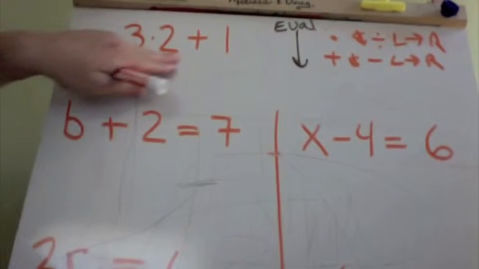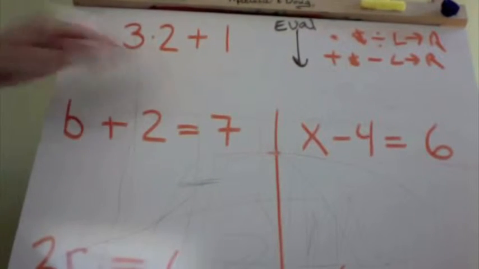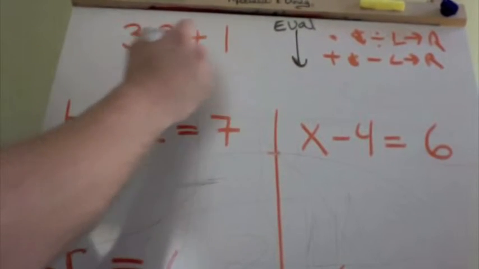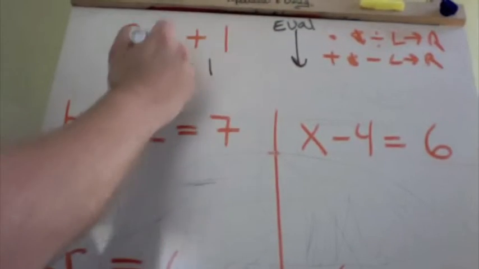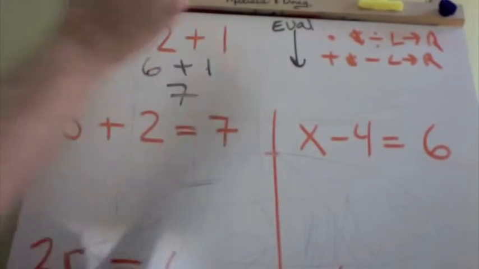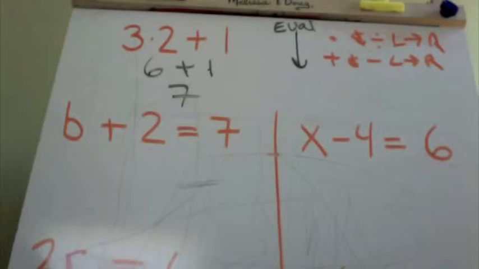So with this particular problem, we would go 3 times 2, which is 6. And we still got the plus 1 here. 6 plus 1 is 7. And that's how we would do it.